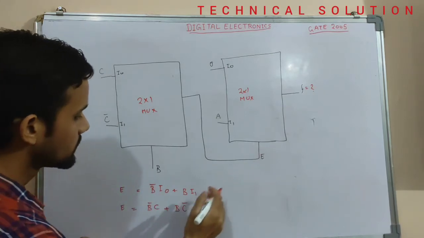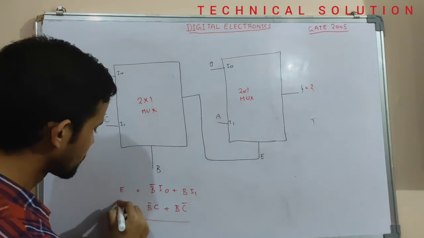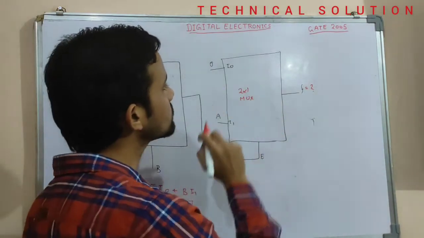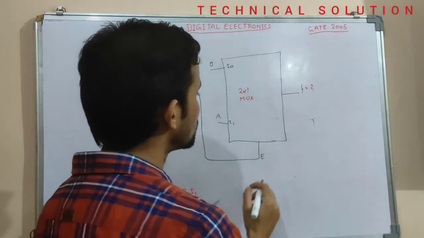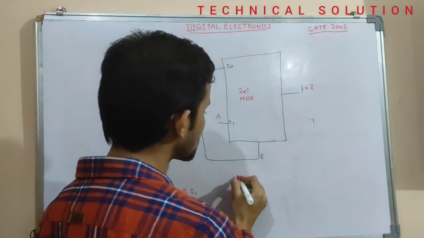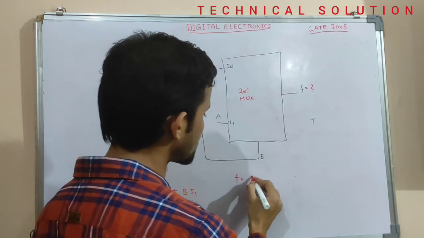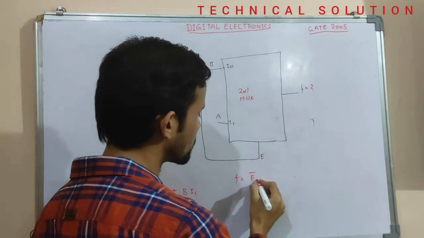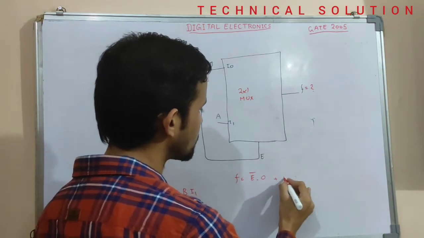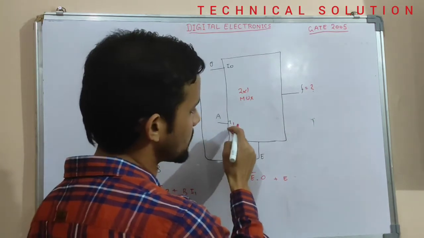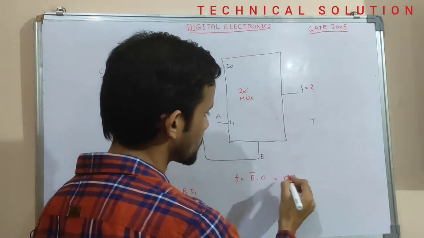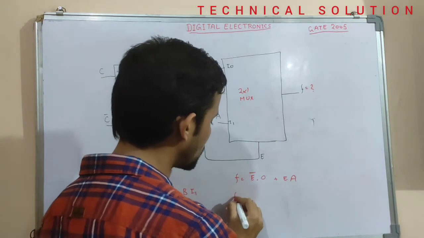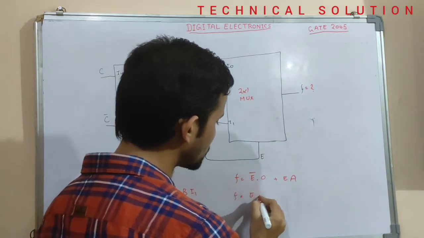Okay, so this will behave as a selection line for this multiplexer. So what is the output for this multiplexer? That is, if it is E bar, then this I0 is passed, which is given by 0. Okay, and if it is E, then this I1 is passed, which is A. Okay, if you multiply E bar into 0, it will become 0. So F equals E into A.